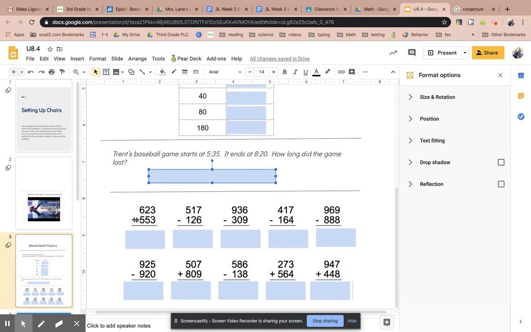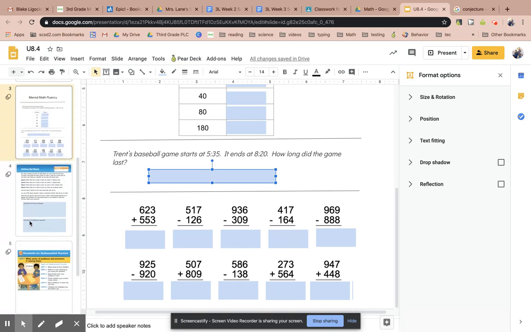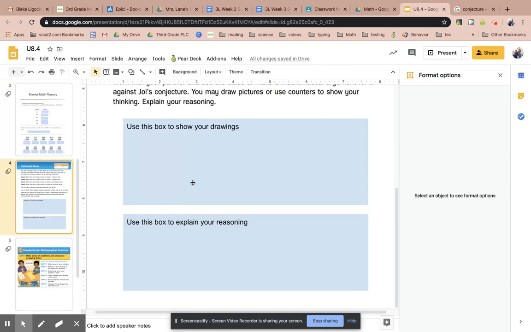Down here, I have some addition and subtraction. Make sure you pay attention to those symbols and do the right thing. You don't want to add when it's really asking you to subtract. So pay attention there. Okay, let's look at our next problem.